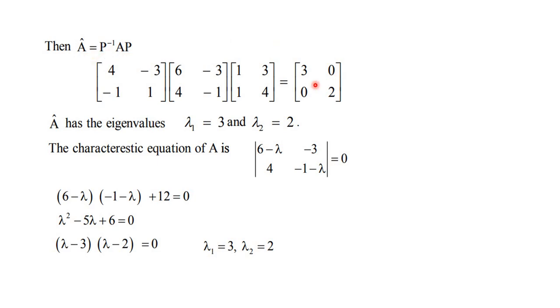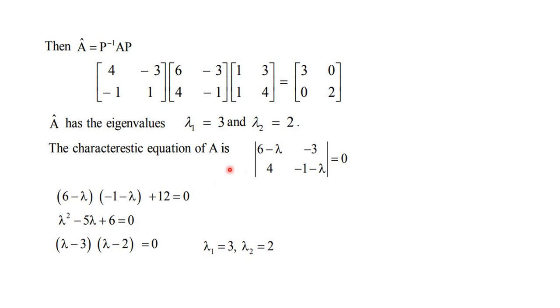Then we got A cap as [3, 0; 0, 2]. Then the eigenvalues of that A cap are lambda 1 equal to 3 and lambda 2 equal to 2. So the eigenvalues of A and A cap are same. And also the characteristic equation of A is lambda square minus 5 lambda plus 6 equal to 0. Then the characteristic equation of A cap is (lambda minus 3)(lambda minus 2), or (3 minus lambda)(2 minus lambda), that is same as lambda square minus 5 lambda plus 6 equal to 0.